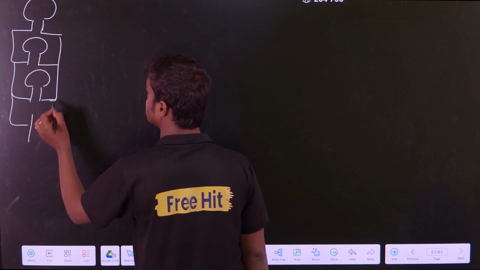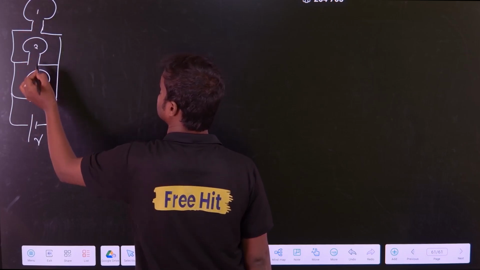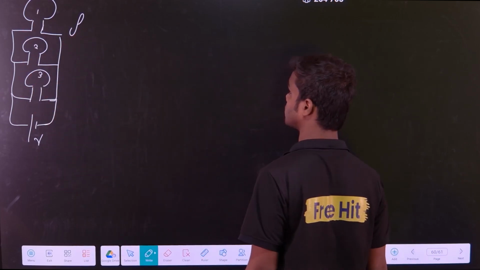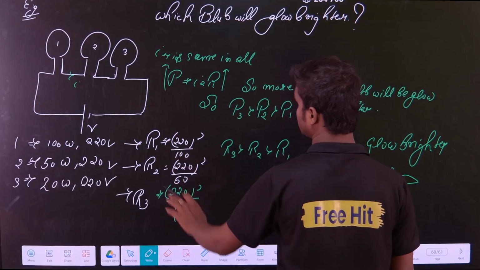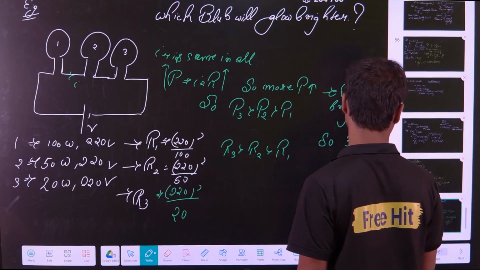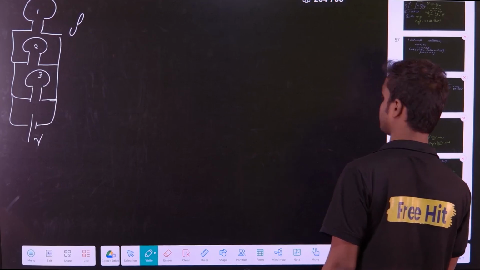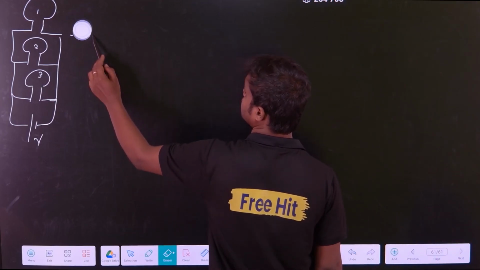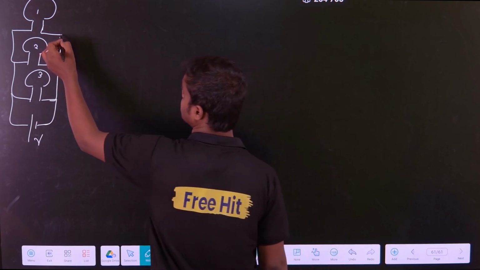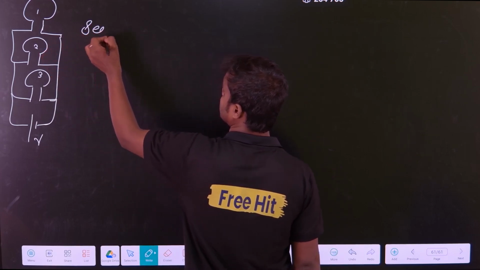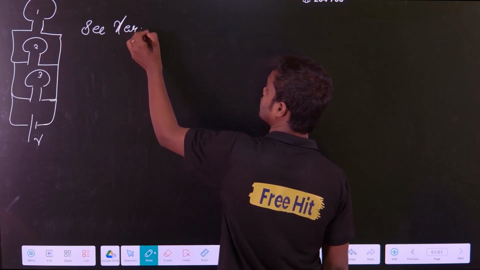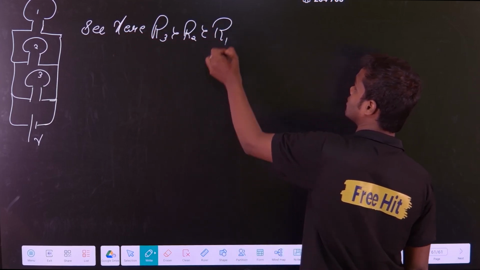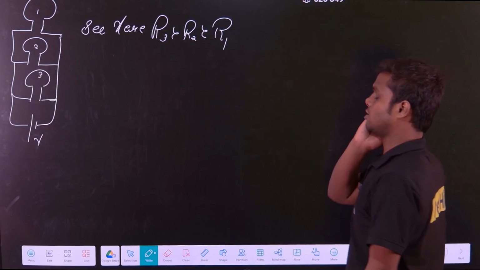A battery of voltage V, everything is the same, this is 1, this is 2, this is 3. Now you tell me which will glow brighter. All the ratings are the same, okay? Which one will be brighter in this case? Here we can see one thing: we know that R3 is greater than R2 is greater than R1. That we know from the earlier assumption.